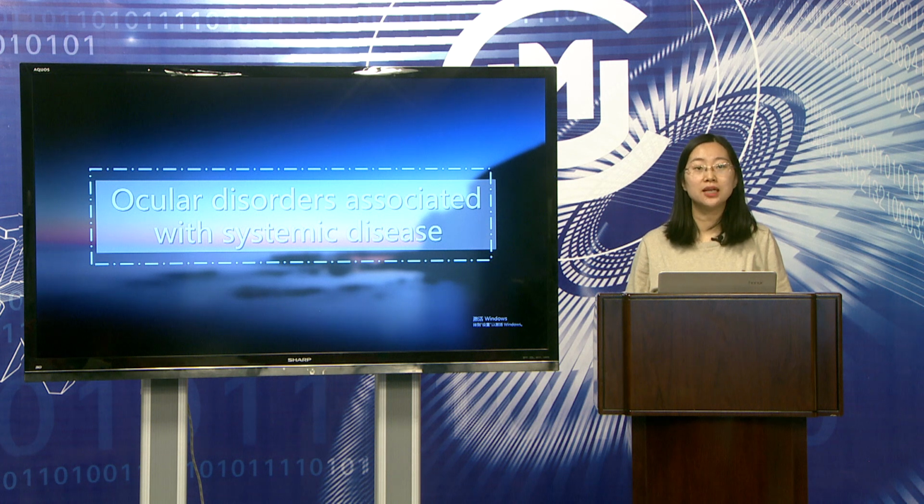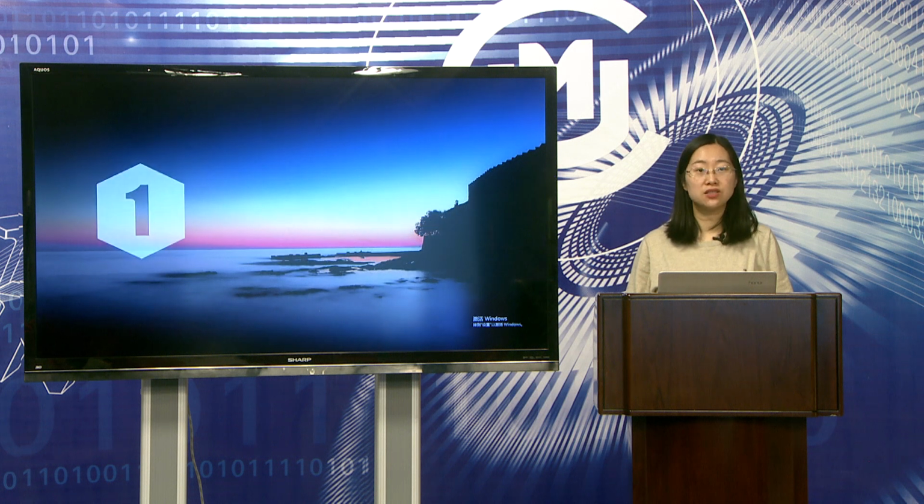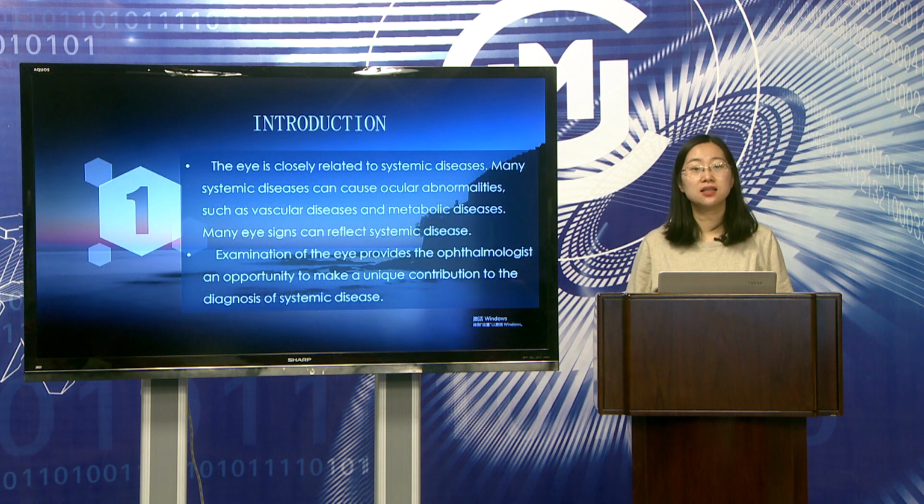Ocular disorders associated with systemic disease. Introduction. The eye is closely related to systemic disease. Many systemic diseases can cause ocular abnormalities, such as vascular diseases and metabolic diseases. Many eye signs can reflect a systemic disease. Examination of the eye provides the ophthalmologist an opportunity to make a unique contribution to the diagnosis of systemic disease.